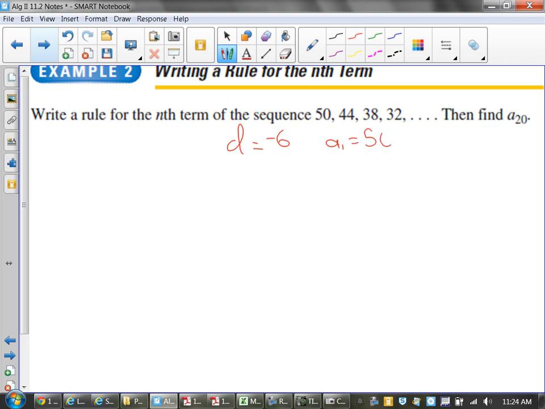Okay. So what we need to do is, first of all, write it out in terms of a sub n. We start with the formula. I recommend writing it down a couple times. You'll commit it to memory. The nth term is going to be the first term plus n minus 1 times your difference. Well, fill in the blanks.